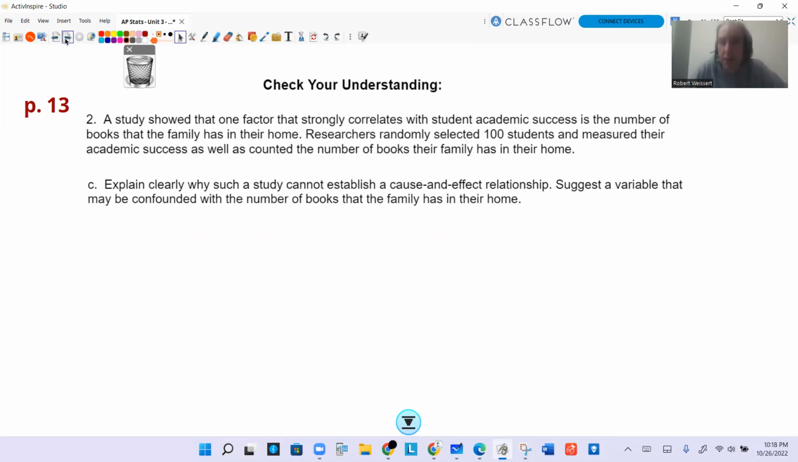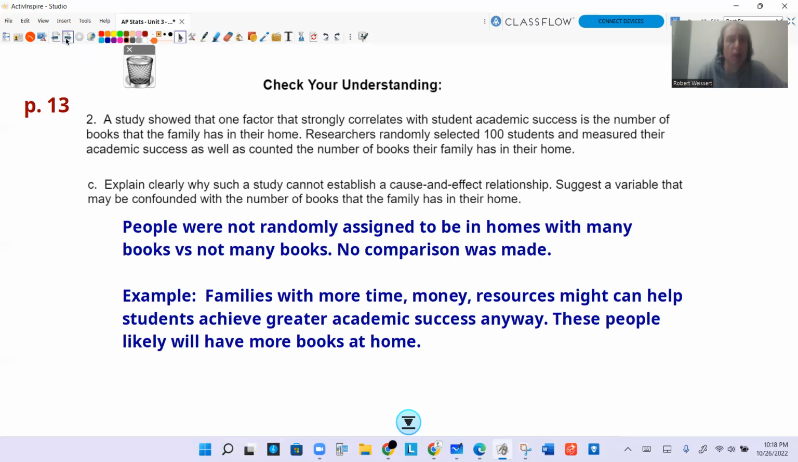Explain clearly why such a study cannot establish cause and effect, such as a variable that may be confounded with the number of books that the family has in their home. Well, let's talk about that. People were not randomly assigned. So full stop, no random assignment, you can't show cause and effect. There has to be random assignment.